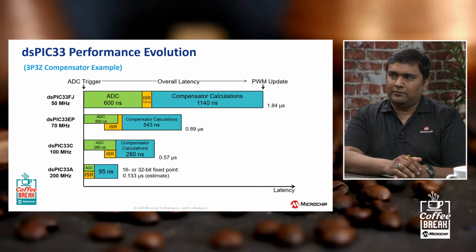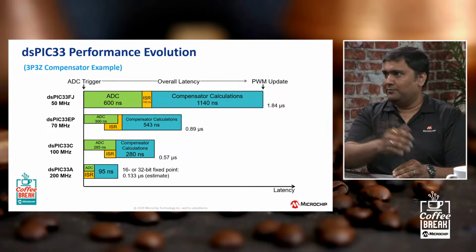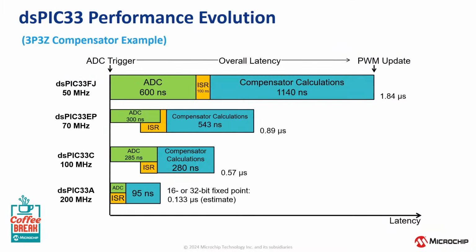This is for digital power conversion. This is just another way of looking at the evolution of the dsPIC, in terms of performance now. This is a 3-pole 3-zero compensator example, from the moment the ADC triggers to the PWM update. From the 2nd generation dsPIC33FJ, which took about 1.84 microseconds of overall latency, the dsPIC33A core is down to roughly 133 nanoseconds. So it's more than a 10x improvement over 4 generations. It's an order of magnitude. Exactly. So what are some key features that make the dsPIC33A stand out?